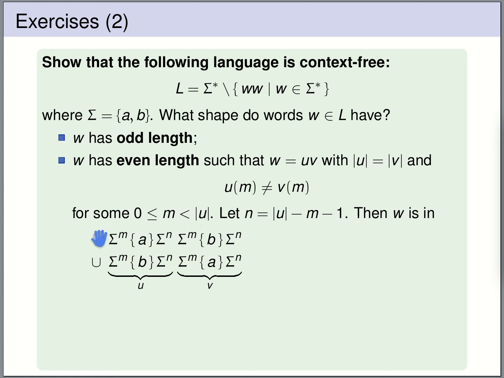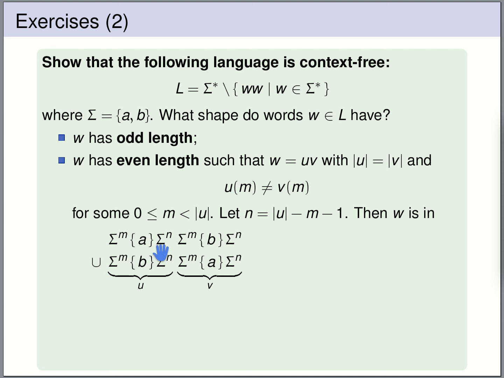And the upper part here says that it differs by u having an a and v having a b. The lower part here says that we can also have that the index m of u is a b and the index m of v is an a. Okay, so our word w is in this language. If it's not a square word, it's in this language. Now, how do we show that this language can be generated by a context-free grammar?